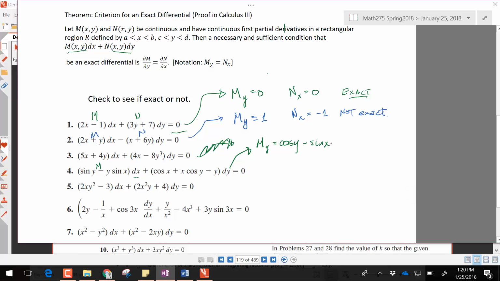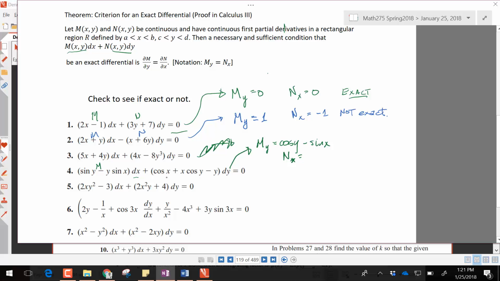So the y kind of disappears, and then the derivative of that is just going to be sine x. So that's your m function, taking the derivative with respect to y. Now you need your n function, taking the derivative with respect to x.